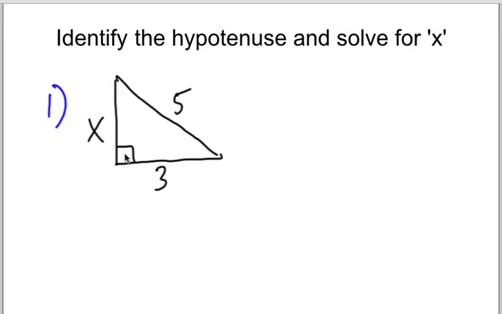Hi everybody, I'm just going to go over the Pythagoras homework. So I've just left it to 3 questions, and for each question we have to do 2 things. We have to identify the hypotenuse and solve for x.